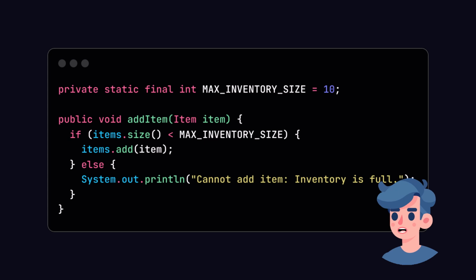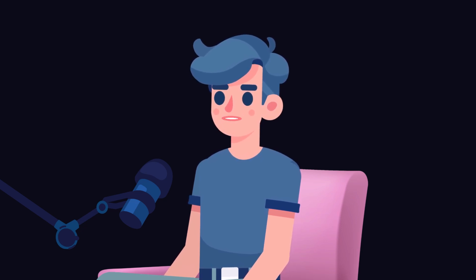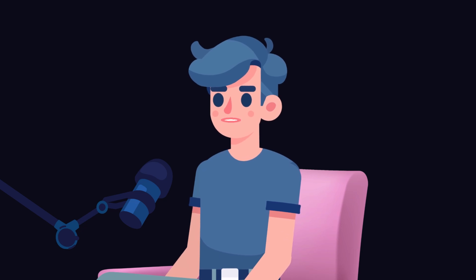Now, let's expand on this by adding a maximum inventory size to limit how many items can be stored. Here, we added a constant for the maximum inventory size and updated the add item method to check if the inventory is full before adding a new item. Let's check if this change works correctly.